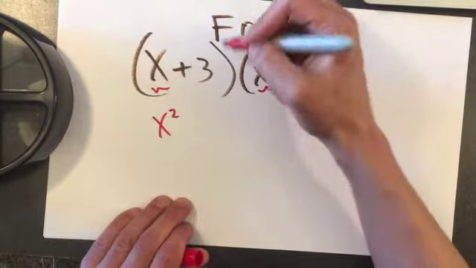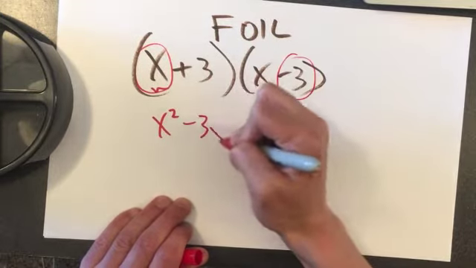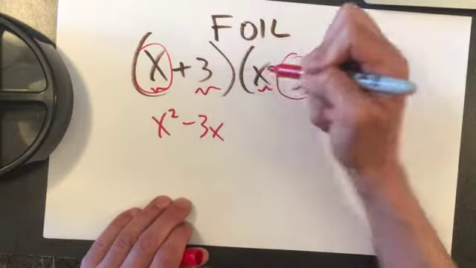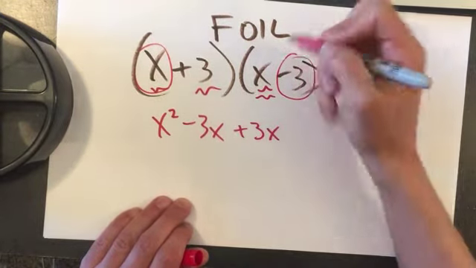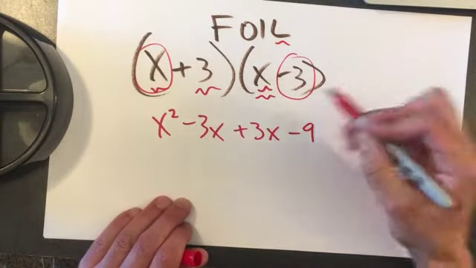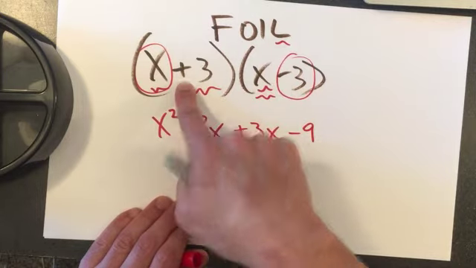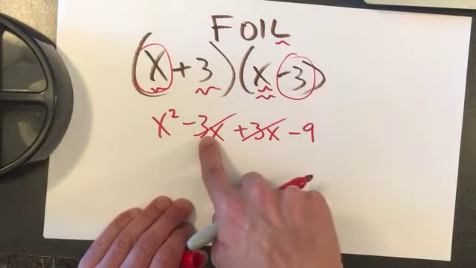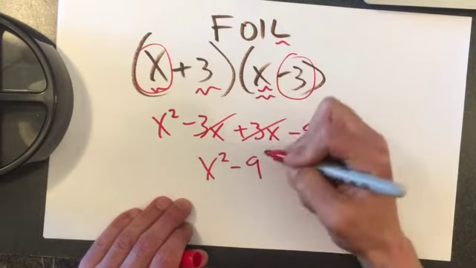Then we do the outers next. That's going to be x and negative 3. So we get negative 3x. Let's do the inners. That's 3 and x. That's plus 3x. And let's do the last ones. That's 3 times negative 3. That's negative 9. And so you see here, when you have these opposite signs, those cancel out because they're equal but opposite, and we just get x squared minus 9.